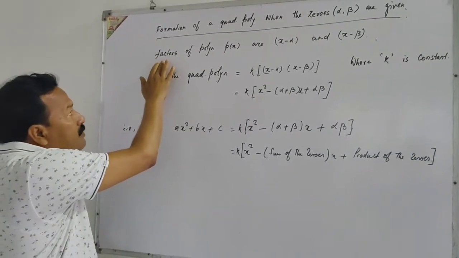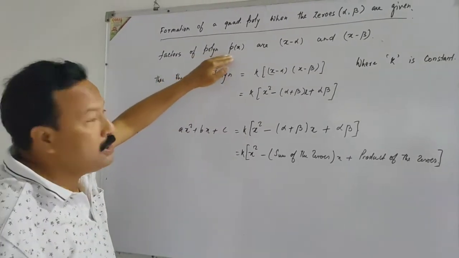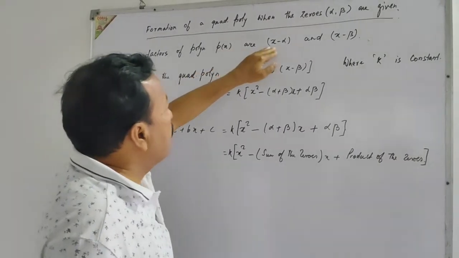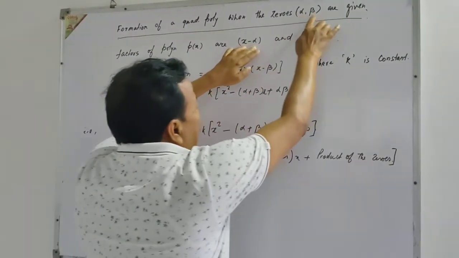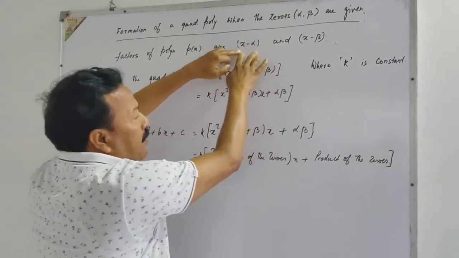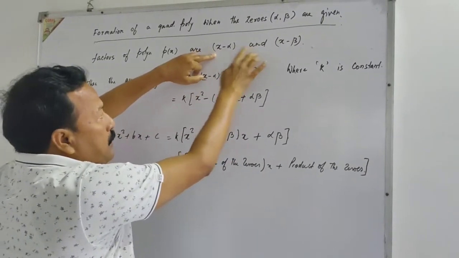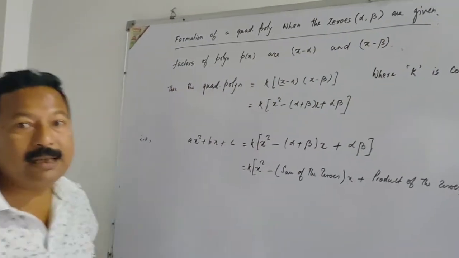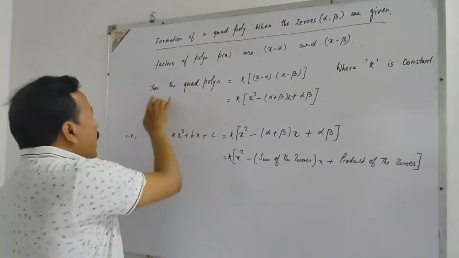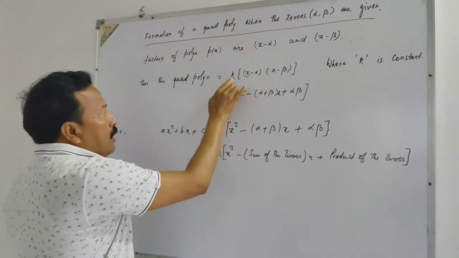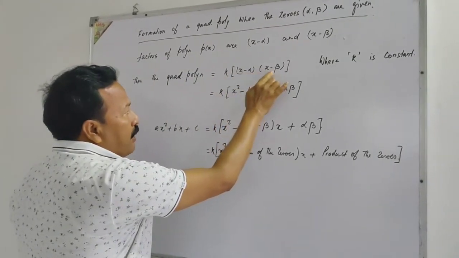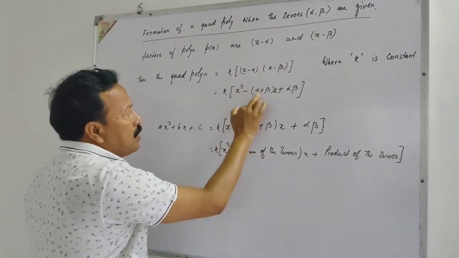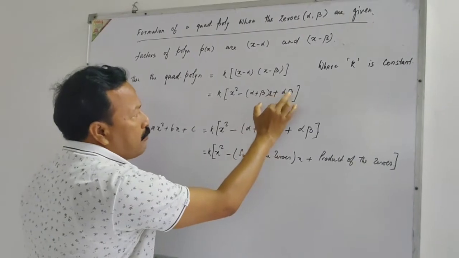Here the factors of the polynomial p(x) which is to be calculated, when alpha and beta are the zeros, that means two factors must be x minus alpha and x minus beta. On multiplying these two factors, we will get the quadratic polynomial, and then the quadratic polynomial is k multiplied with x minus alpha and x minus beta. On multiplying this, you will get x square minus (alpha plus beta) into x plus alpha beta.